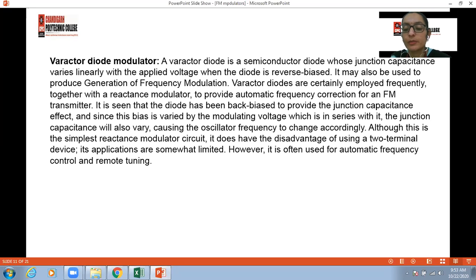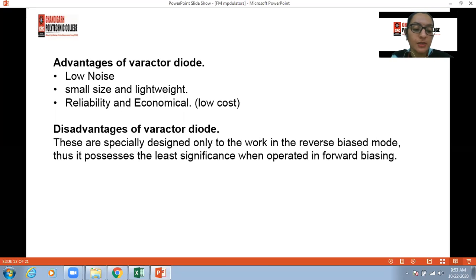Now, starting with some applications and functions of this. The advantages are that it has low noise, small size and hence light weight, reliability, and it is economical, that is low in cost. Some disadvantages: it is specially designed to work only in the reverse bias mode, thus it has the least significance when operated in forward bias. And there are some applications.